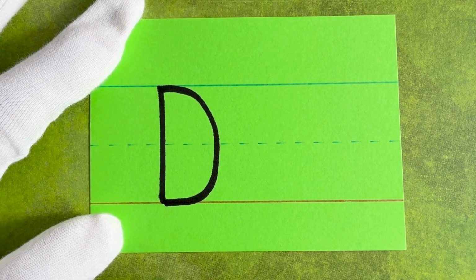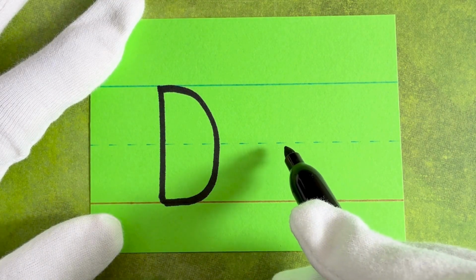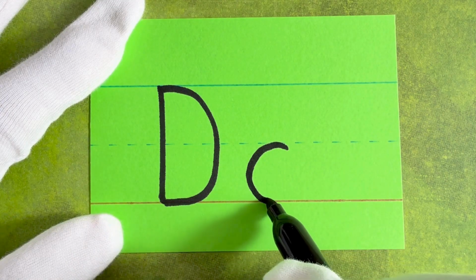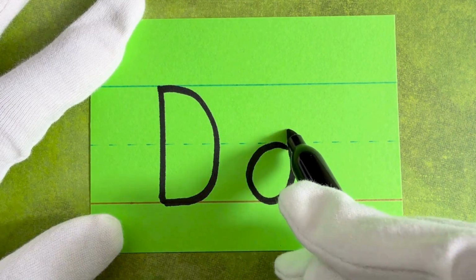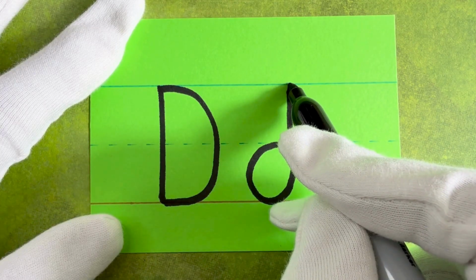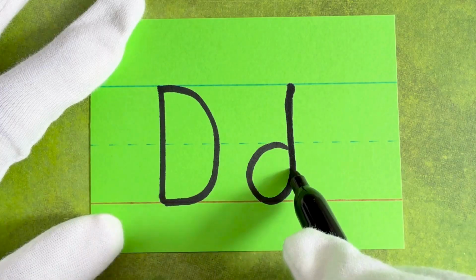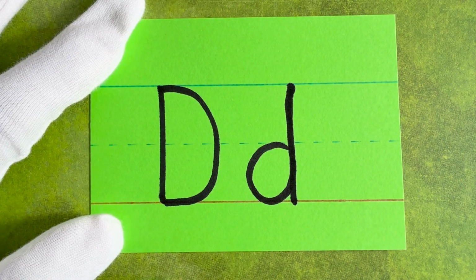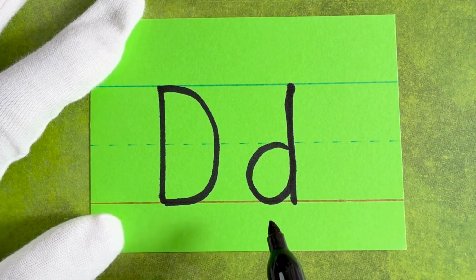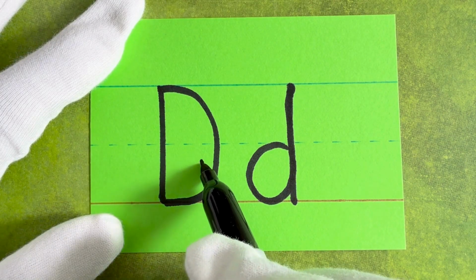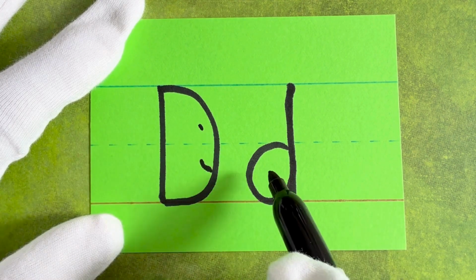This is capital D. Lowercase d: form a circle. Go up to the top line. I say go up the elevator, now go down the elevator and sit on the line. Capital letter D, lowercase letter d. For fun, we can give it a smiley face.